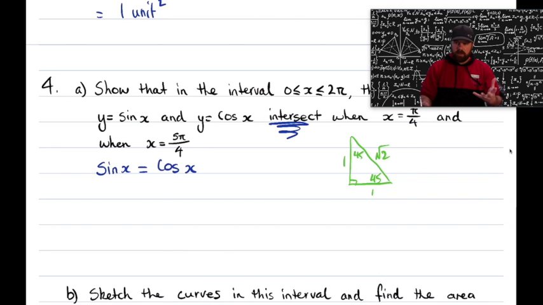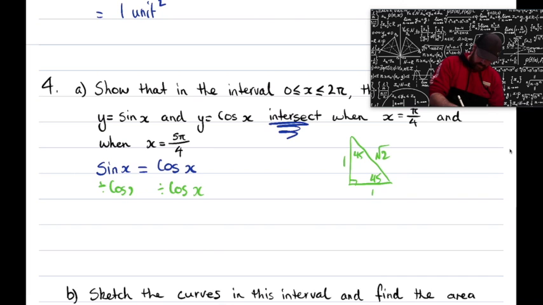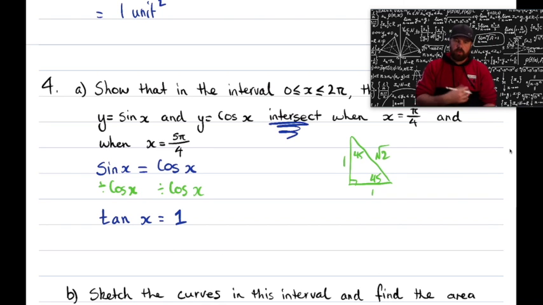But I know something about sine and cosine. I can write them with tan. So if I divide both sides by cos, we know that then sine of x over cos of x is just tan of x. And cos of x divided by cos of x equals 1. So what we've been asked to do here is solve tan of x equals 1 across the interval between 0 and 2 pi.